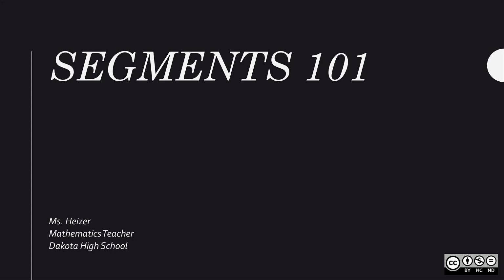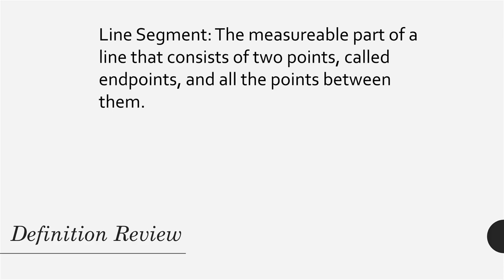Alright, welcome to Segments 101. We will be talking about two different situations when we're dealing with segments and their lengths. So let's review what a line segment is. A line segment is the measurable part of a line that consists of 2 points, called the endpoints, and all the points between them.